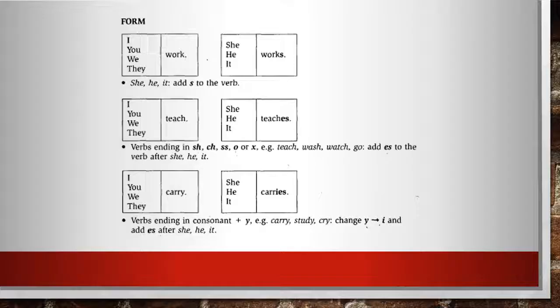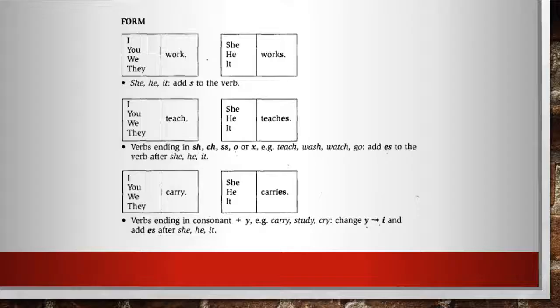That doesn't happen in English, and normally we use the same form for all first, second, and third persons, but there are exceptions, of course. So in the first example, we see that the persons I, you, we, they all use the verb work in its simplest form, right? I work, you work, we work, they work, etc.